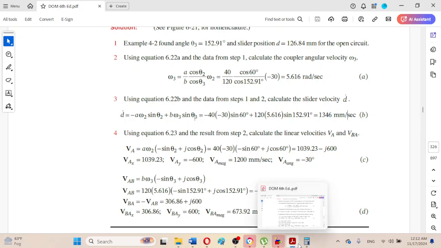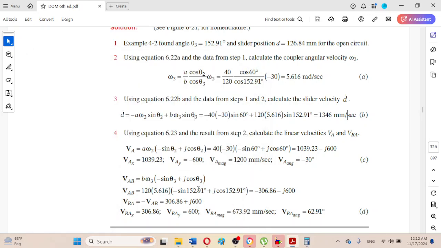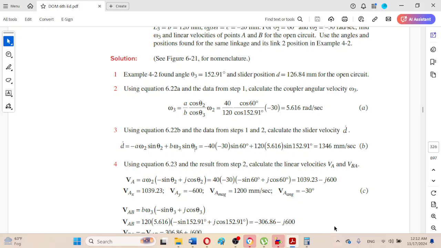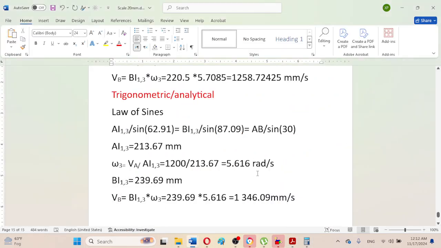So in this way the right circuit has been calculated. The right circuit velocity, graphical and trigonometric result, has been completed.